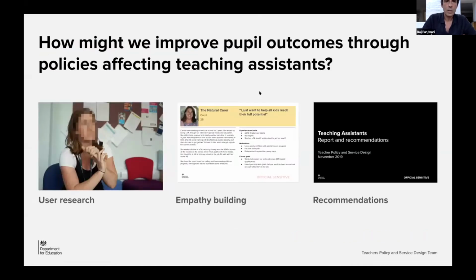The second one: how might we improve pupil outcomes through policies affecting teaching assistants? Now, this was an interesting one. Teaching assistants account for around 1/4 of the overall state-funded school workforce. That's a hell of a lot. And the department had traditionally had a bit of a hands-off approach to TAs. So they basically left schools to deploy them how they saw fit. And over the years, the numbers were really burgeoning. So we needed to understand what was going on and what they did.